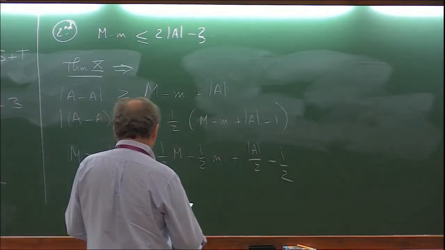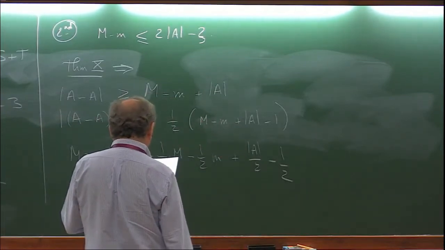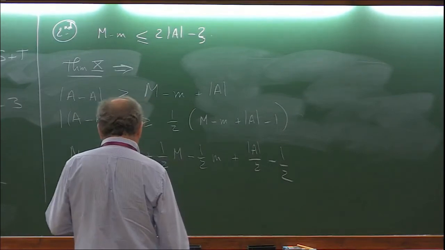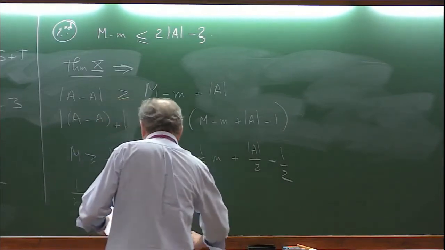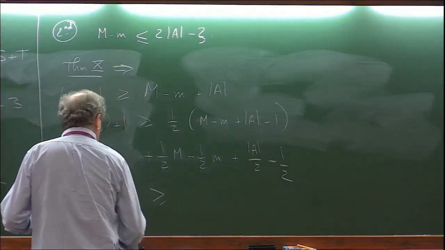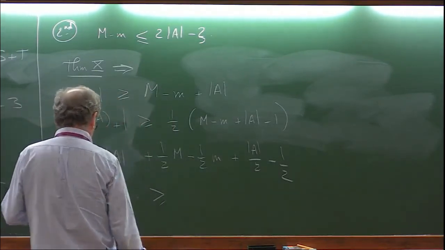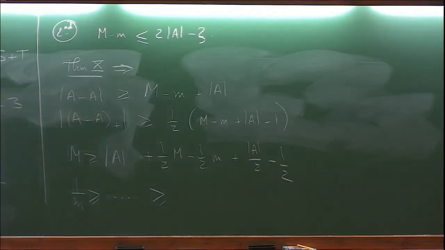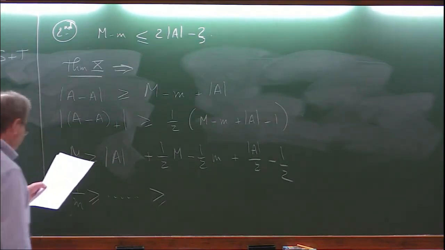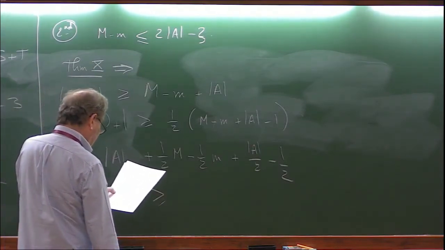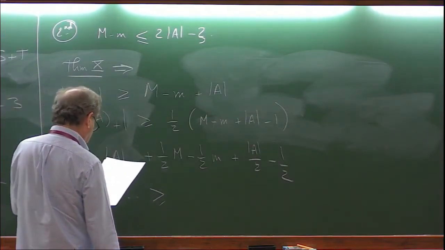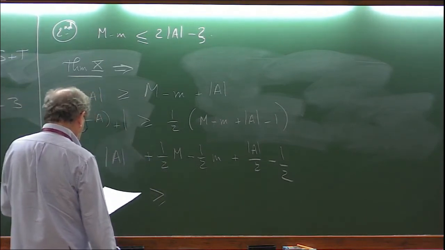You are saying larger than that. Why is it true? No, I am saying something stupid. Let me go back slowly. This is not true. This should be the cardinality of A, because in 1, you have this, and here you have the cardinality of A. In 2, you have the cardinality of A here, and M. So it is the cardinality of A plus 1/2 of M, minus 1/2 of little m, plus A over 2, and so on. Okay, this seems to be good.